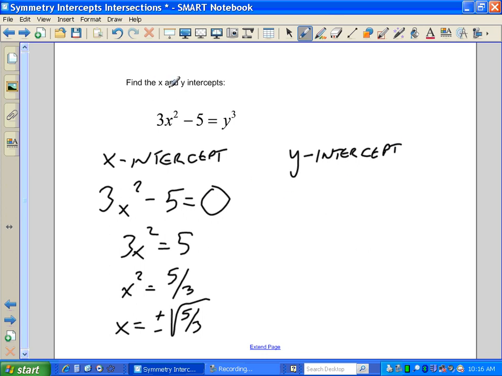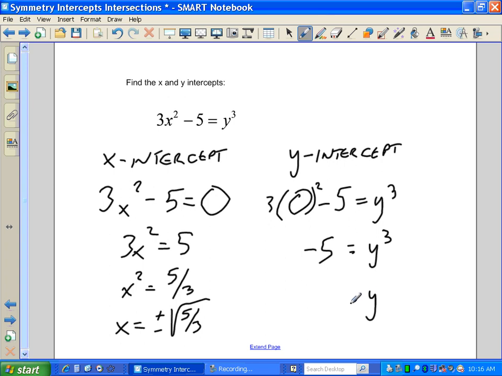To find the y-intercept, we're going to make x equal to 0. So we're going to go 0 minus 5 equals y cubed. If you like, I'll be really formal: 3 times 0 squared, which is just 0. So this turns into y cubed equals negative 5. And so y is equal to the cube root of negative 5. And we can take the cube root of a negative number: a negative times a negative times a negative is equal to a negative. These two make the positive. Positive times negative gives you the negative. So we can take cube roots of negative numbers, but can't take square roots of them.